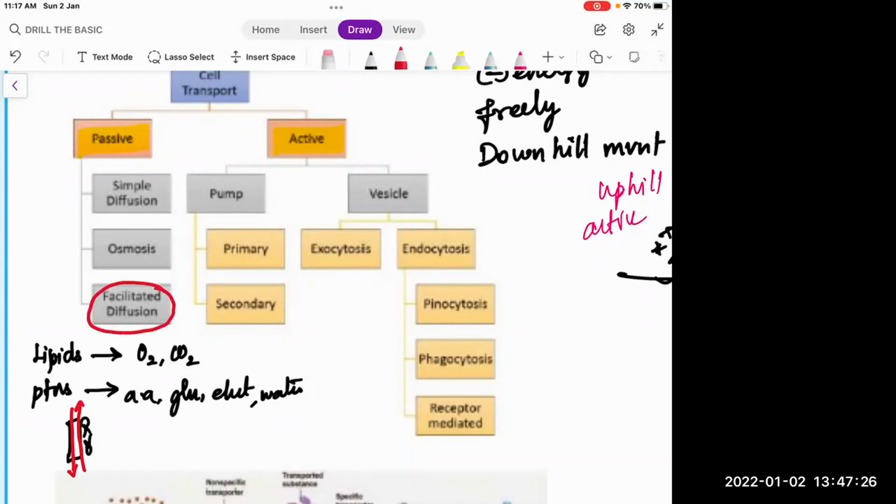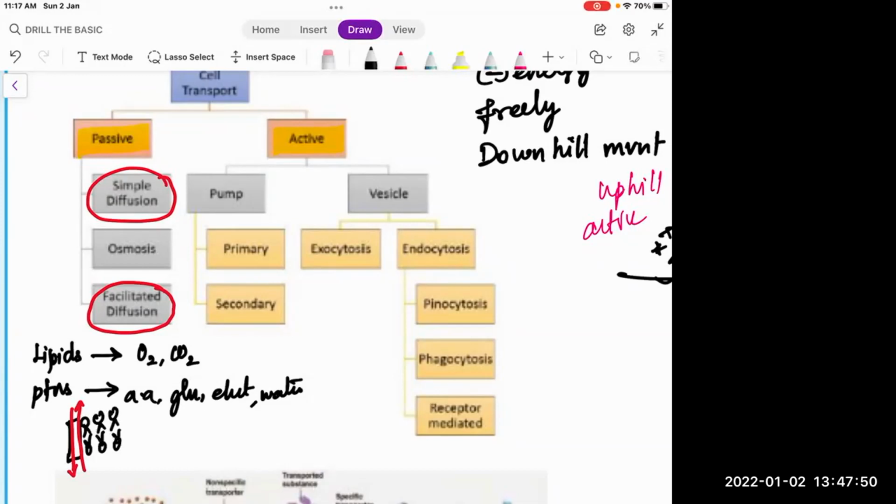So when you talk about simple diffusion, the cell allows the passage of molecules passively to diffuse. But there are a few limitations for simple diffusion. The limitation is, when you have the phospholipid bilayer, you have it like this.